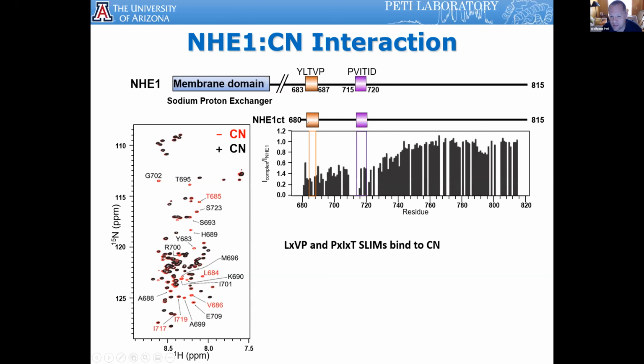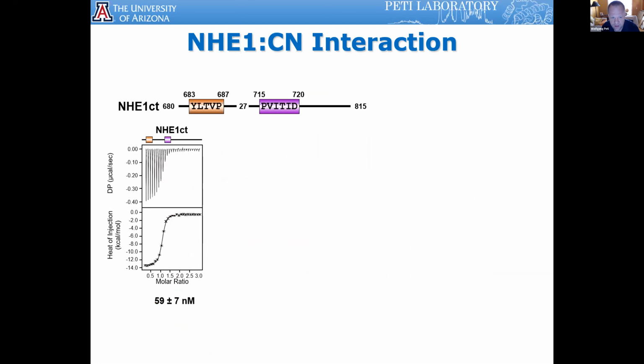And indeed, you can see that we have a reduction in intensity at the areas that we predict to be the LXVP and the PIXID side. And interestingly, even the area that was linking these two areas, we have a reduction that we were surprised to see. We don't see that for many other proteins.